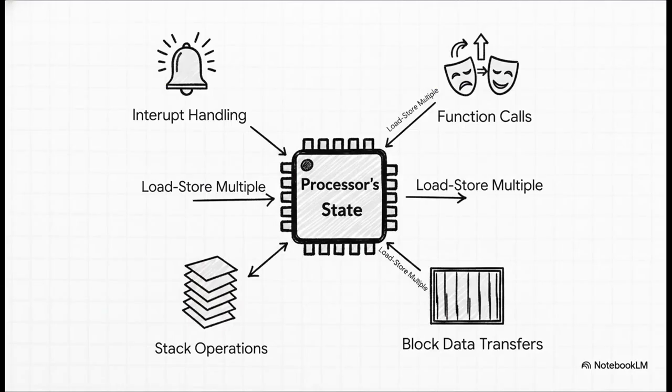And believe me, this isn't just some academic exercise. These instructions are the workhorses of the modern CPU. Every time a function is called, you need to save the current state. LDM and STM get that done in a flash. They're absolutely essential for everything from handling system interrupts to switching between the apps on your phone.